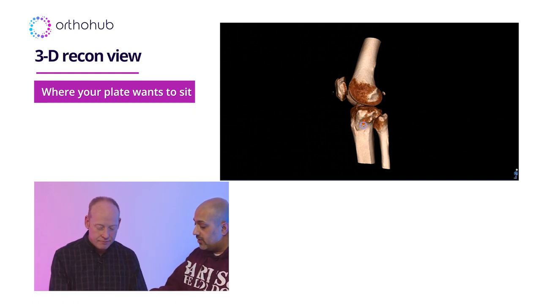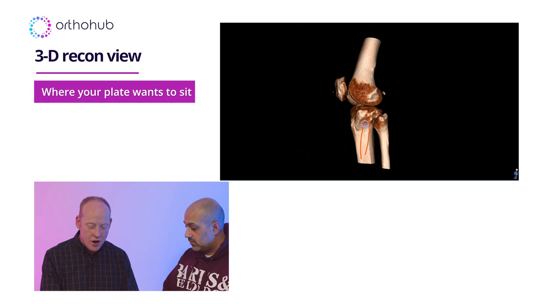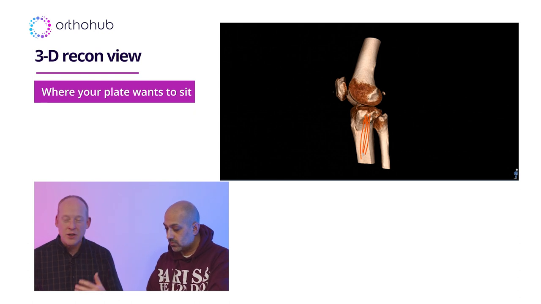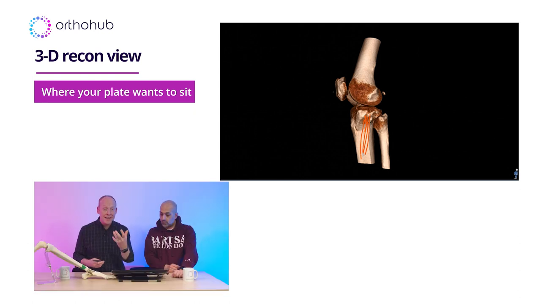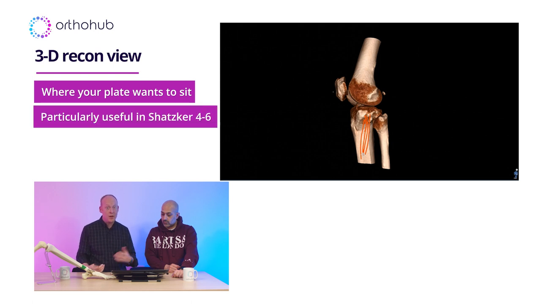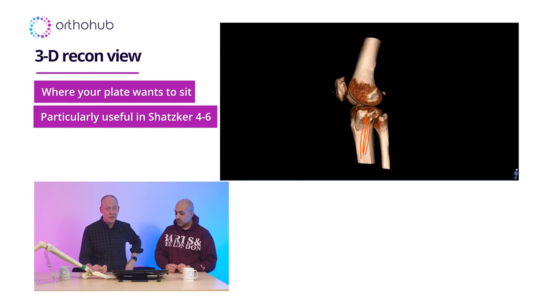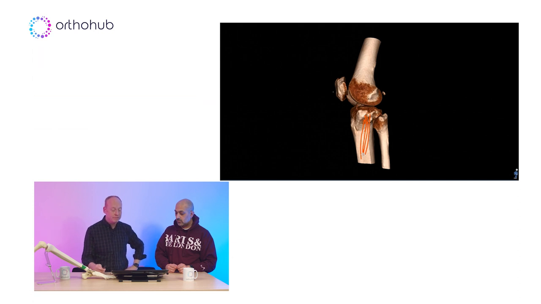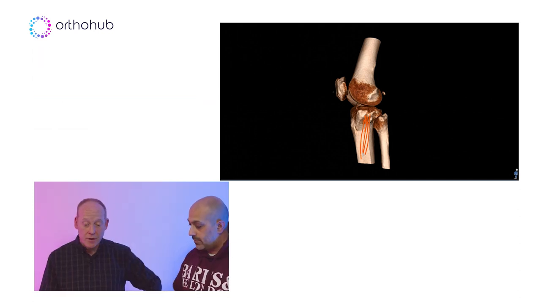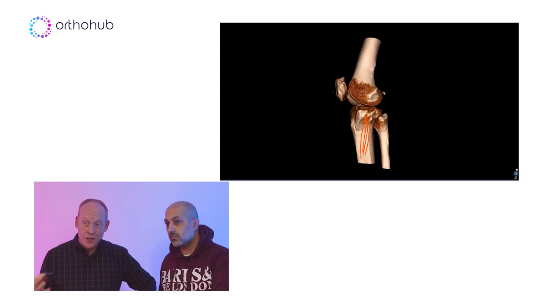And you can also see the bit that you might need to key in. That's it. And you know your plate's going to sit up and down here, and that's where it's going to go, and it's going to buttress back. You kind of knew that anyway, but when you get into the bicondylar and Schatzker 4 type situation, knowing exactly where your plate goes is super helpful on these particular views. Great. So that's CT analysis of a Schatzker 2.